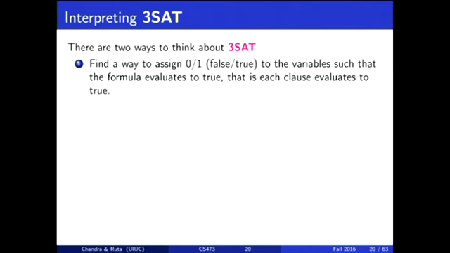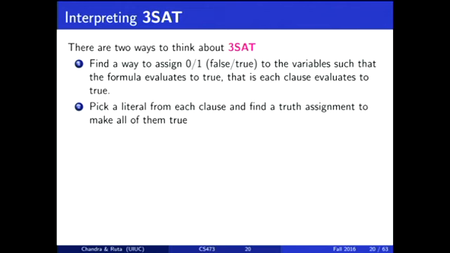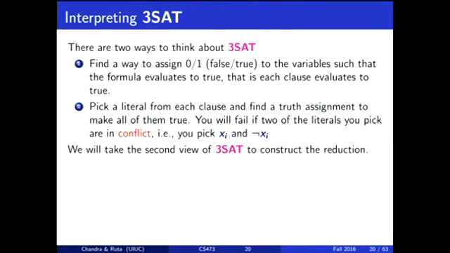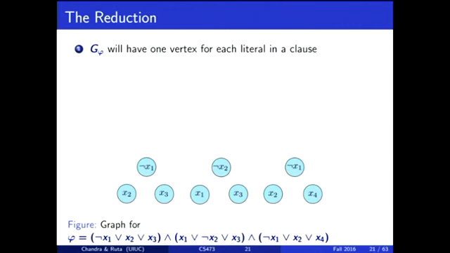That's a different way of figuring out how to satisfy a formula, and that is another view we'll use in the reduction. That's why I'm saying they're equivalent. Is that clear? Okay, so let's go to that reduction now. Pick a literal from each clause and find a truth assignment to make all of them true. We'll fail if we pick xi and not xi for any i, so we should make sure we avoid that. All right, here is this very simple but beautiful reduction.